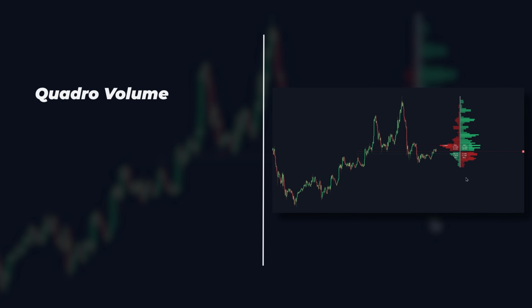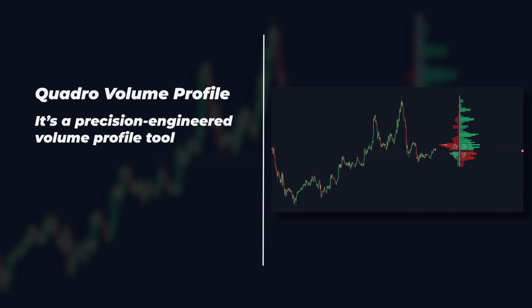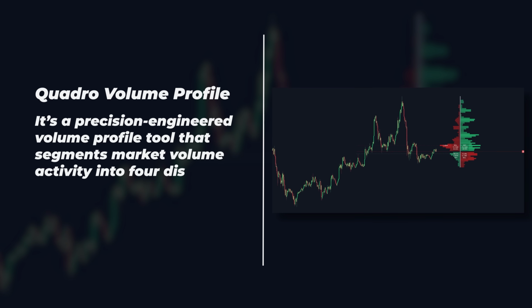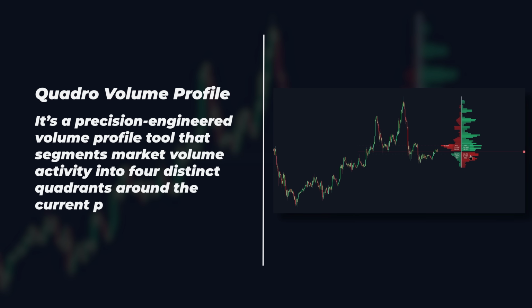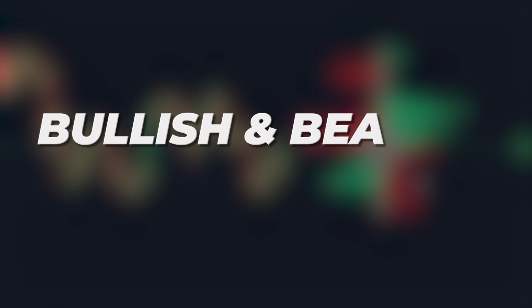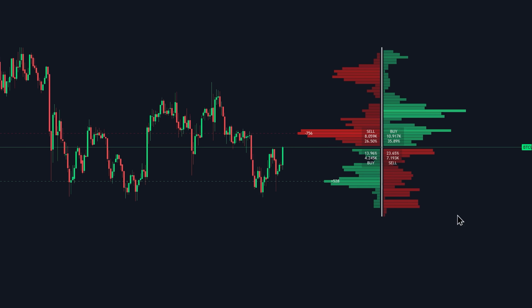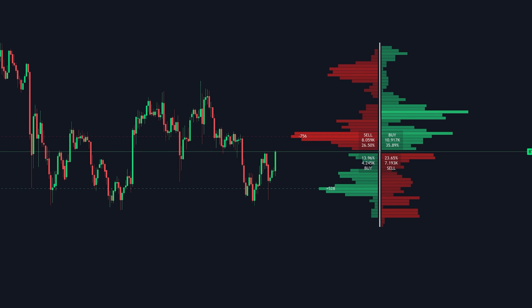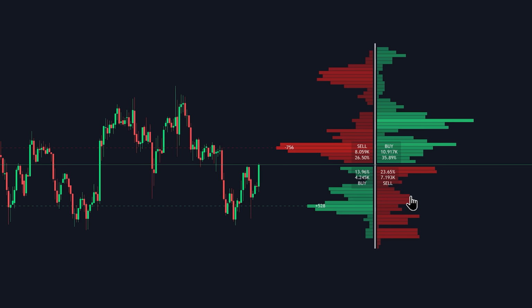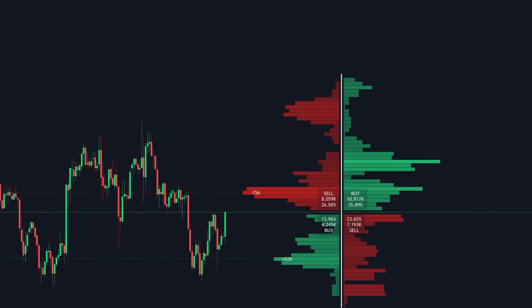The Quadro Volume Profile is a precision engineered volume profile tool that segments market volume activity into 4 distinct quadrants around the current price. By separating bullish and bearish volume above and below the current price, it helps you to quickly identify dominant forces in the market and high interest price zones. Now, let's take a look at its physical components.